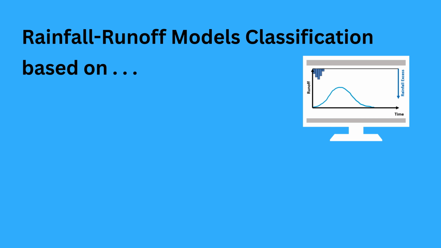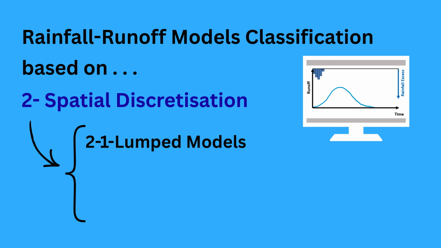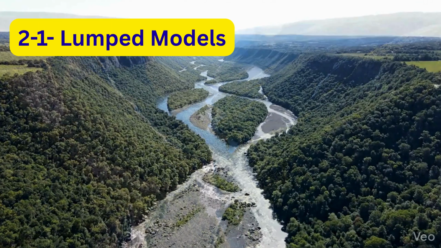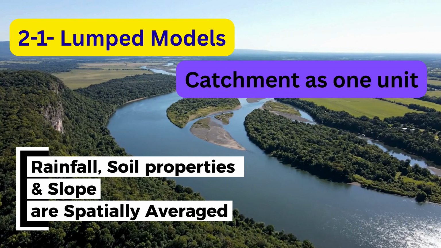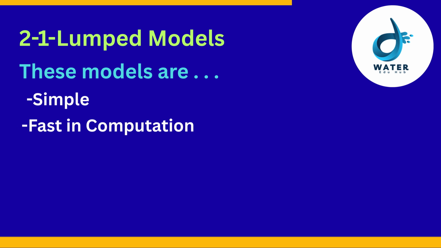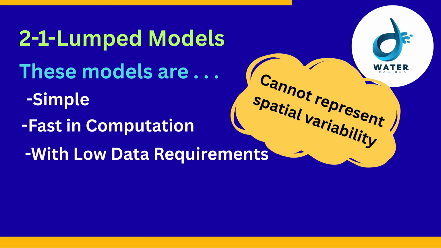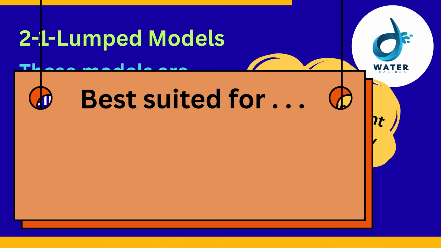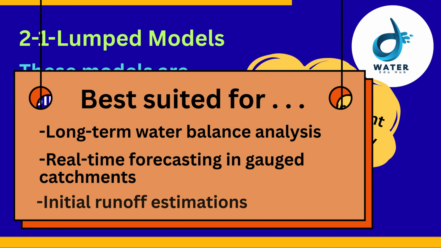Considering the type of spatial discretization, rainfall runoff models are categorized into three groups: lumped, semi-distributed, and fully distributed models. In lumped models, the entire catchment is treated as one unit. Rainfall, soil properties, and slope are spatially averaged. These models are simple, fast in computation, with low data requirements. However, they cannot represent the spatial variability. Examples are tank model and SimHyd. These models are best suited for long-term water balance analysis, real-time forecasting in gauged catchments, and initial runoff estimations.